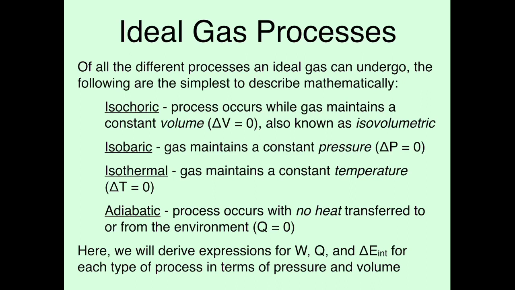So what we're going to do is really study these 4 processes in depth, and we're going to derive expressions for the work, for the heat, and for the internal energy change. Those are all the variables that appear in our first law equation for each of those processes. And we're going to come up with these expressions in terms of pressure and volume. So that'll be our task for the next section here, is to come up with those expressions, W, Q, and delta E internal for each one of these processes.